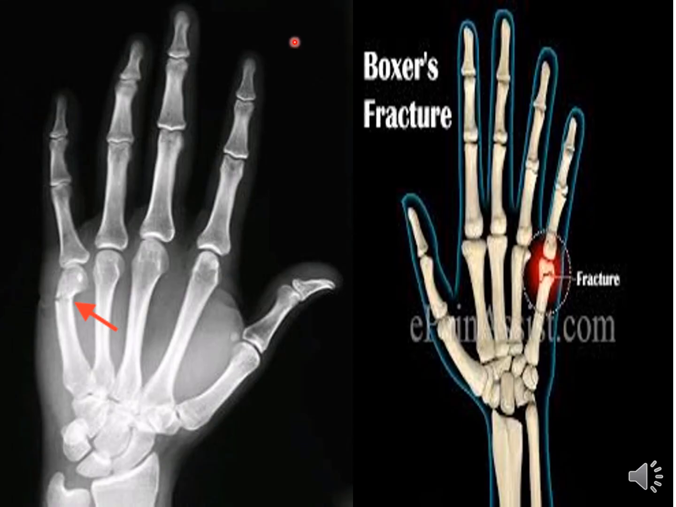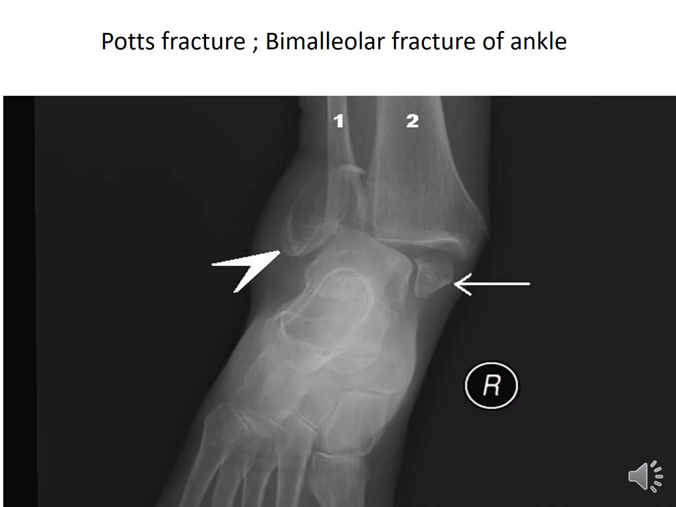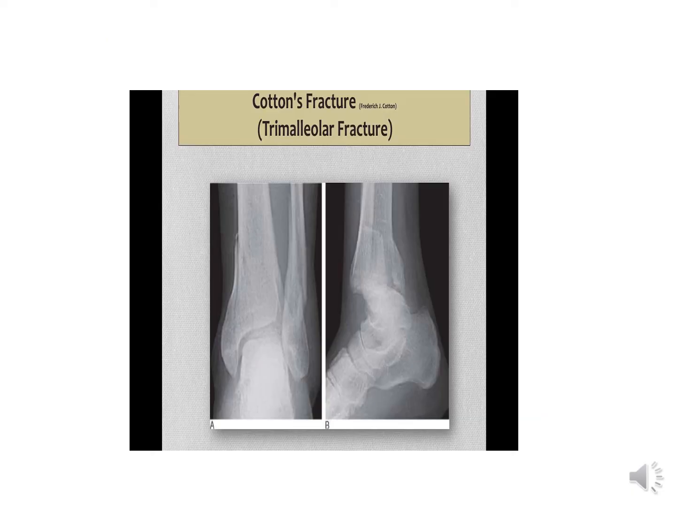Then next is the boxer fracture. Boxer fracture is mainly the fracture of the fifth metacarpal. Pott fracture. Pott fracture is a bimalleolar fracture. Bimalleolar means where you can see the lateral as well as medial malleolus fracture. Then the Cotton fracture. Cotton fracture is mainly trimalleolar. We can see the medial and the lateral malleolus fracture. In the posterior we can see there is a fracture of the tibia. So it's a bimalleolar plus the posterior fracture of the tibia. So it's a complete trimalleolar fracture.